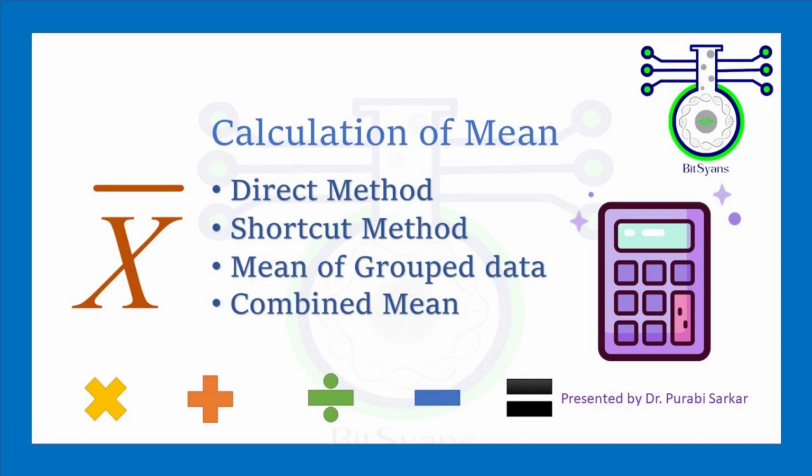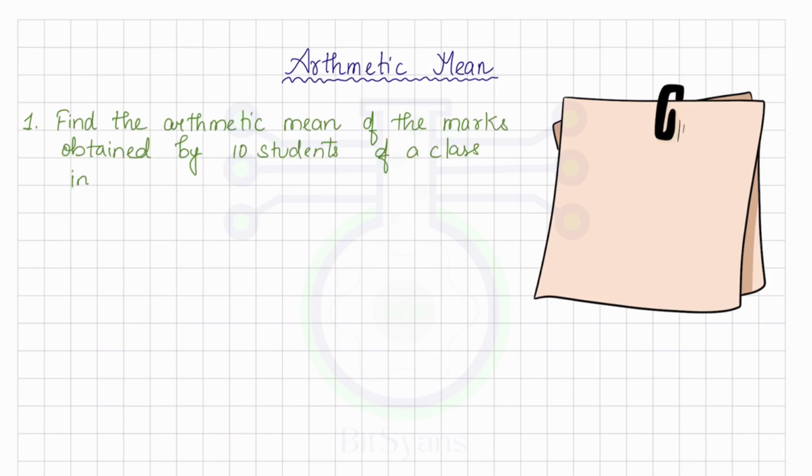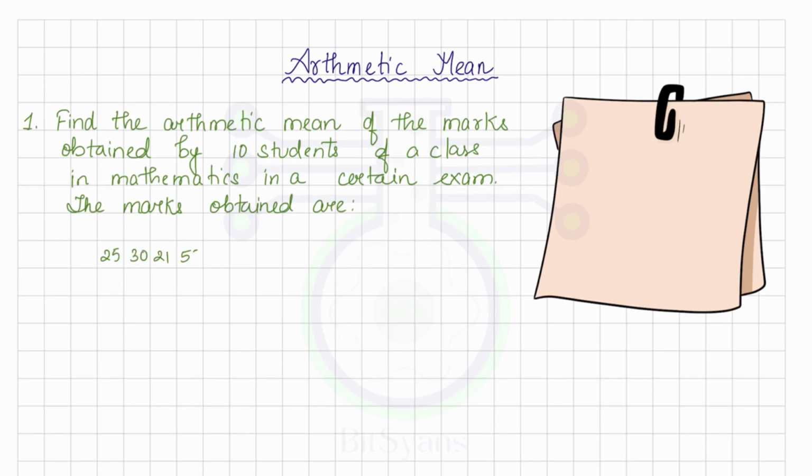In this video, we will be covering calculations based on mean that we have already covered. So let's start with arithmetic mean. So the first question, find the arithmetic mean of the marks obtained by 10 students of a class in mathematics in a certain exam, and the marks obtained are 25, 30, 21, 55, 47, 10, 15, 17, 45 and 35.